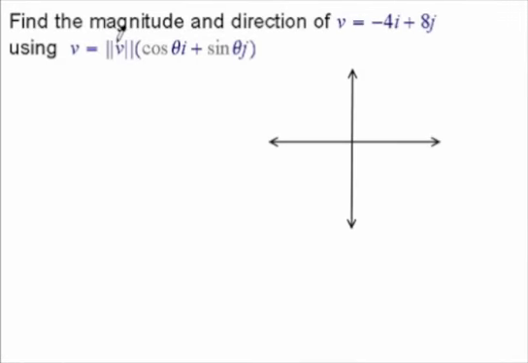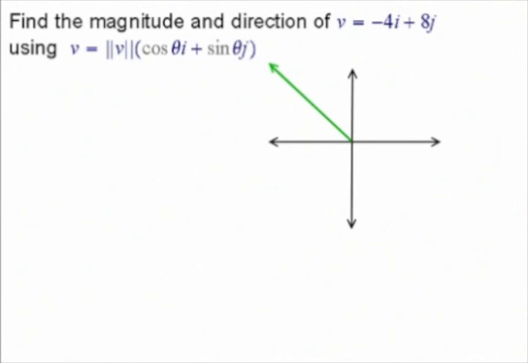Here's an example of finding the magnitude and direction of a vector, and in this case we're going to use this formula here. There are like 3 different ways of doing this. So first off, v is negative 4i plus 8j. If we were going to draw that, that would be in the second quadrant, so we get this vector going out in this direction. Let's make it a vector. Alright, and if we're going to use the formula here, it gives us actually 2 possibilities of figuring out things.